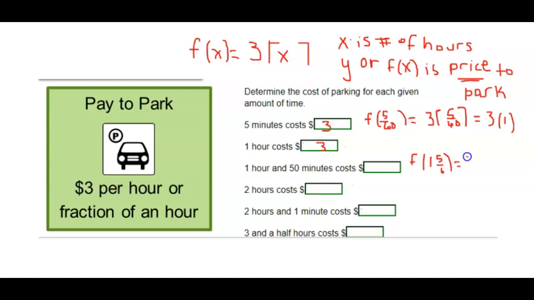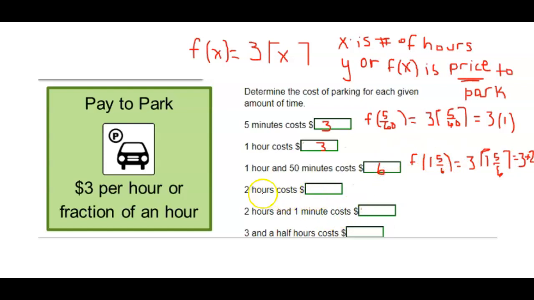And if I think about that, again, I use my ceiling function. And if I take the ceiling of 1 and 5/6, I know I have to round up. That's just going to be 3 times 2. Well, 3 times 2 is 6. So I know it's going to cost me $6.